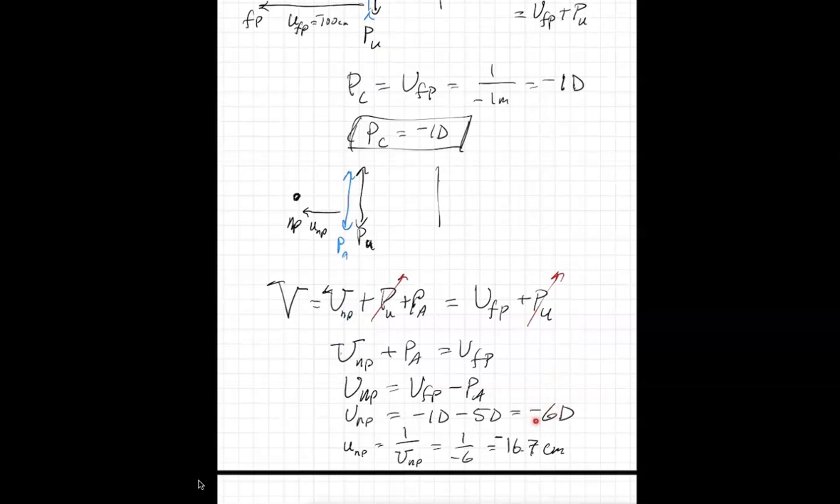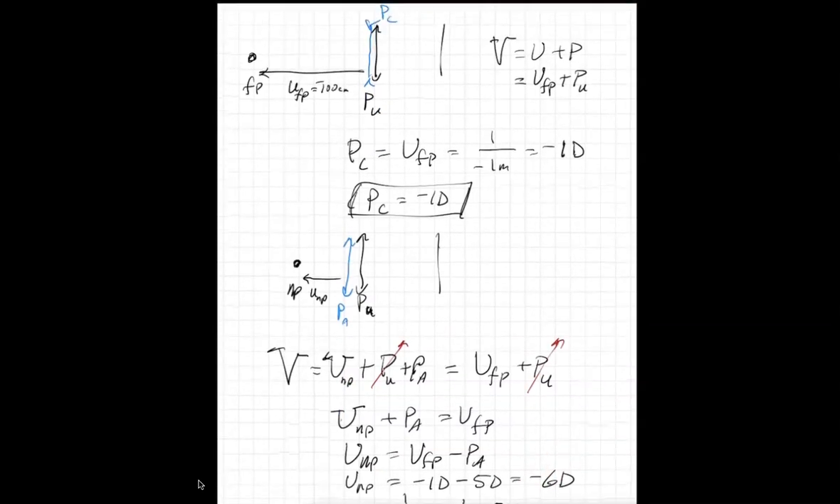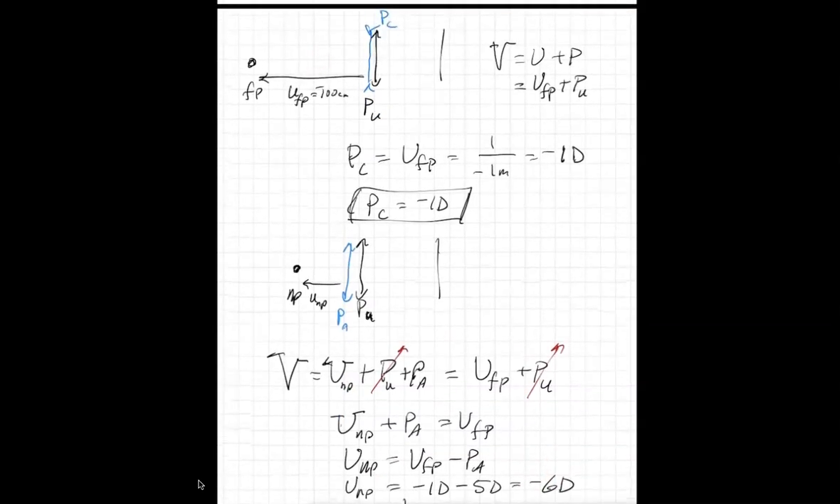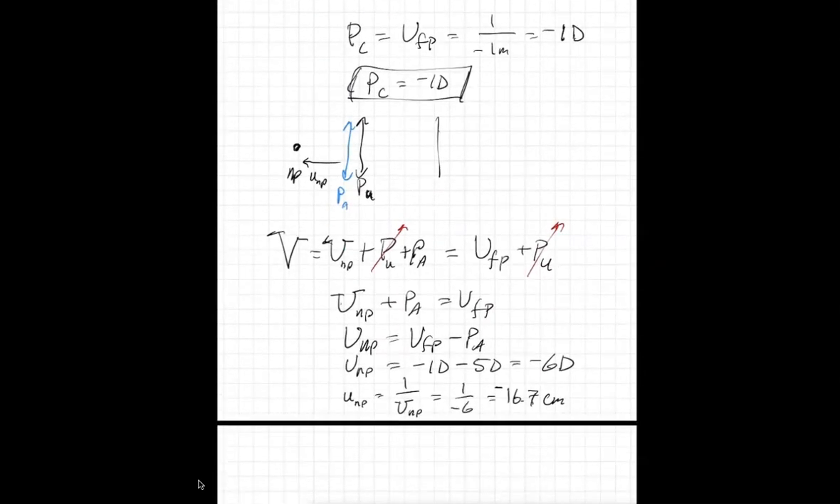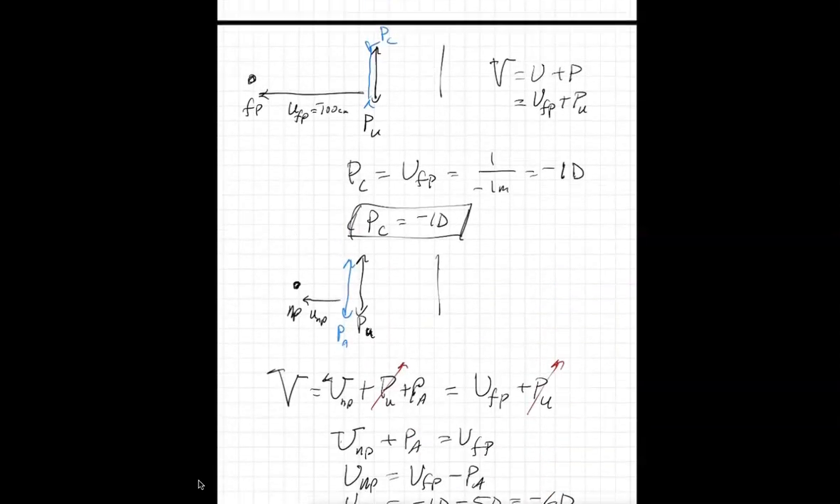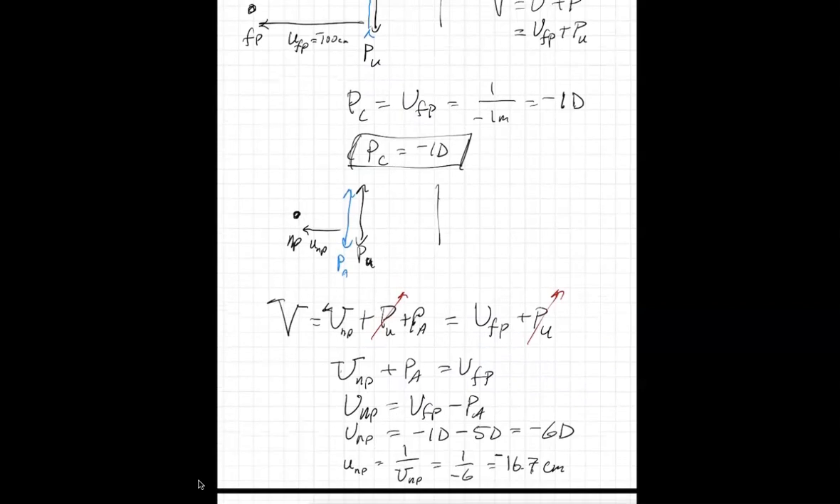You can just do some checks, right? We got a negative number, which means that our near point is somewhere upstream from the lens, and for a myope that makes sense. The vergence for the near point is larger in magnitude, more negative than the vergence for the far point. That's the same as saying that the position is smaller, and that makes sense too, right? The near point should be closer to the eye than the far point was. So this minus 16 centimeters is compared to the minus 100 centimeters. Good, so that all makes sense.